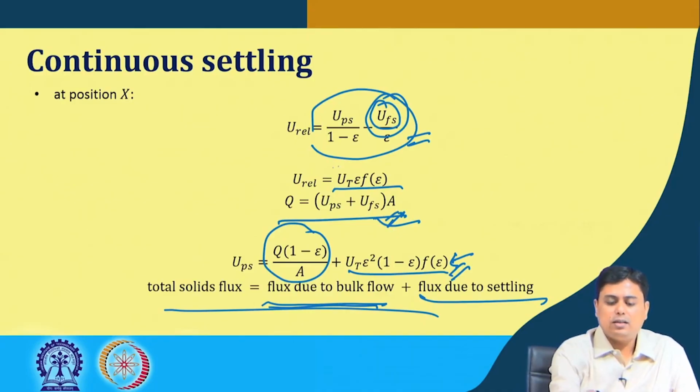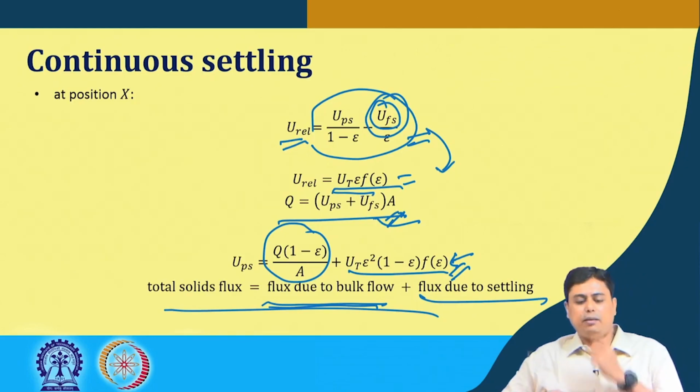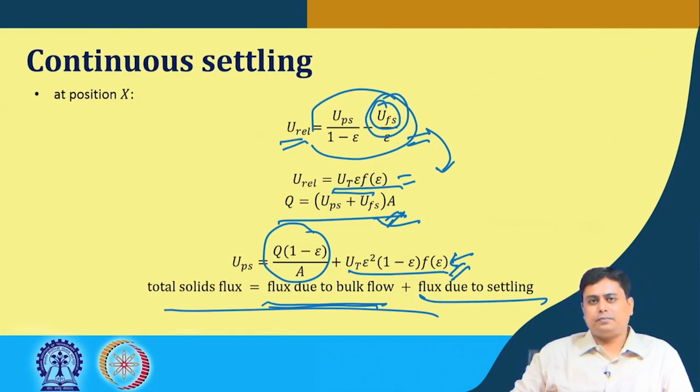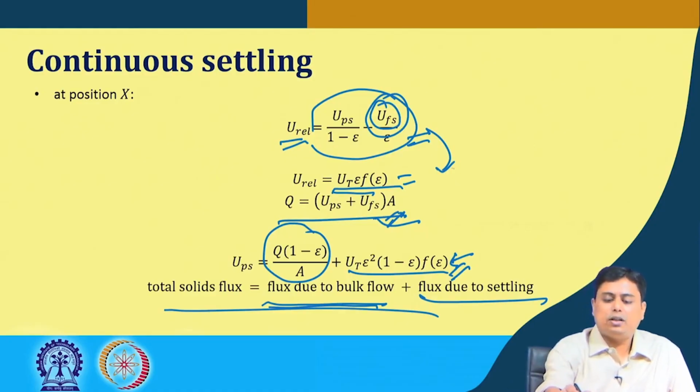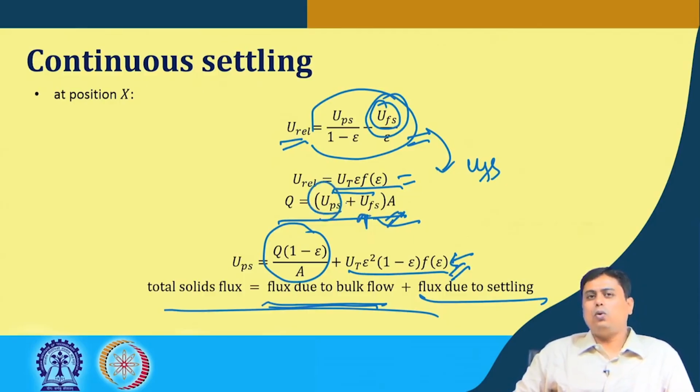Here, this u relative can be written in terms of the terminal velocity. So, you find an expression of UFS in terms of ut, and then you replace it here to find the expression for UPS, because that is the goal: what is the total solid flux in this operation. The total solid flux is basically the flux due to the bulk flow plus the flux due to settling. These are the two components.